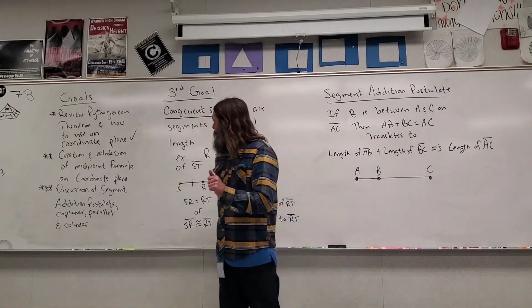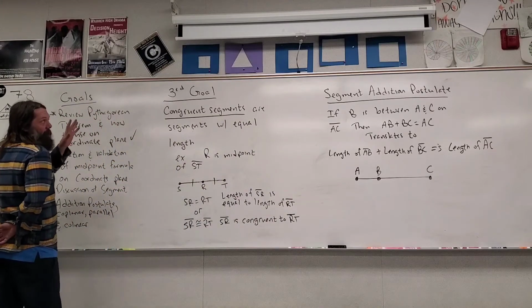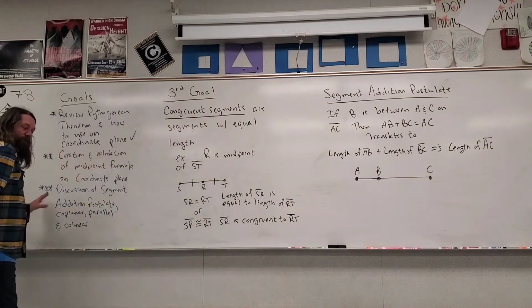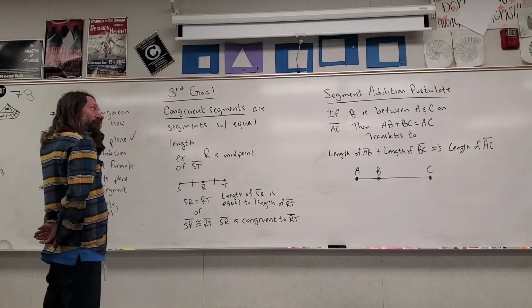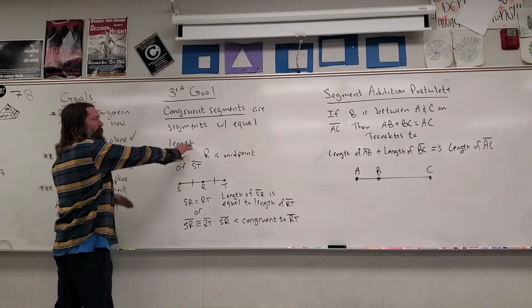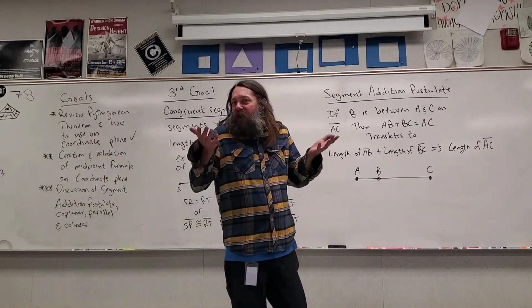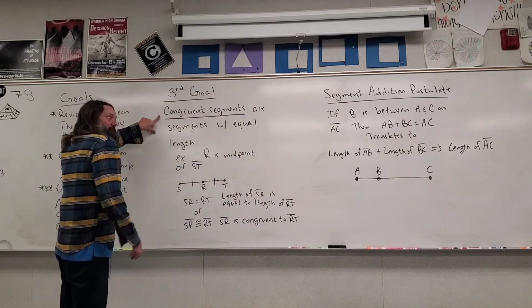So let's finish our third goal here, and I have two more things I want to define. I left out congruent segments in the goals, and I need to define it, so I'm sorry to add this, but it's really important that we do define it. Congruent segments are segments with equal length. Remember, segments have endpoints so they can be measured, and sometimes segments have the same length, and when they have the same length, we call them congruent.